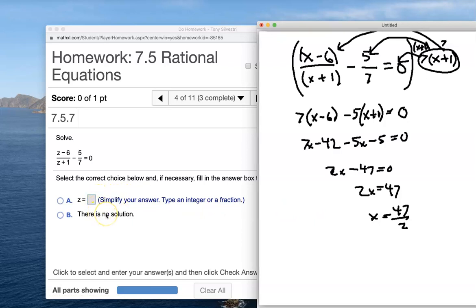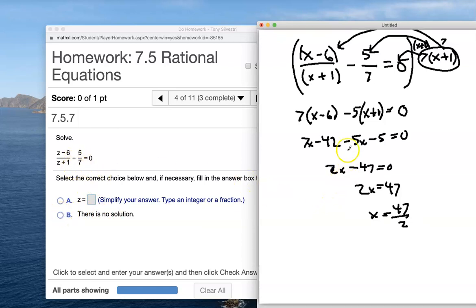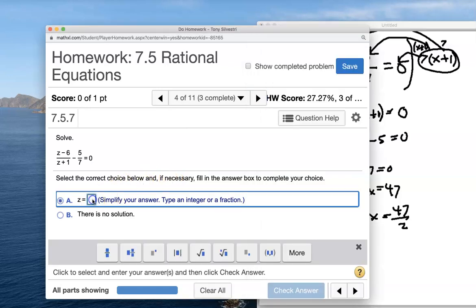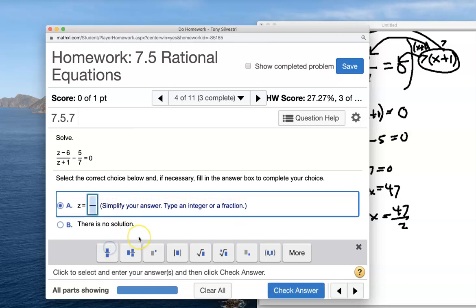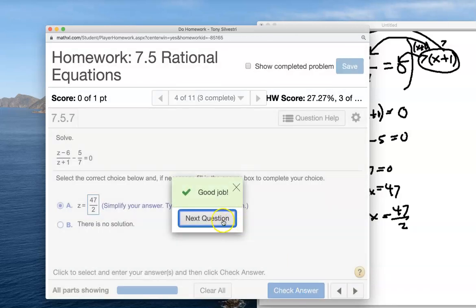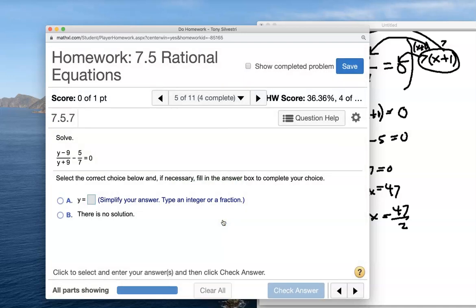It's not going to be no solution. This can't possibly be the answer because in doing this math, you cannot come up with a number and then plug it into the original expression and generate a divide by 0. See, if I were to come up with x is negative 1, negative 1 plus 1 is 0 in the denominator, and negative 1 can't be used. So I didn't come up with negative 1. I came up with 47 over 2, 47 divided by 2. Check my answer. Great job. I love seeing green. Love the green.